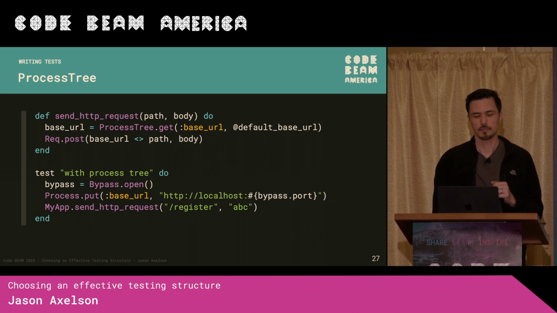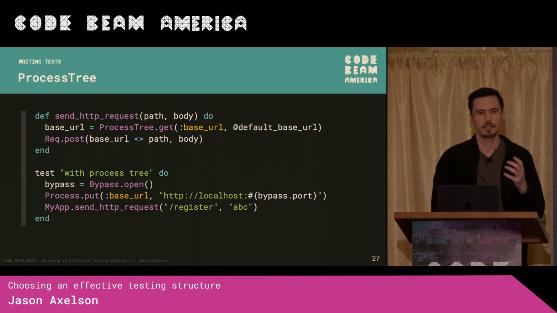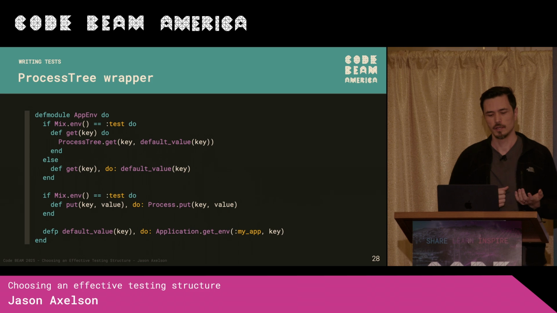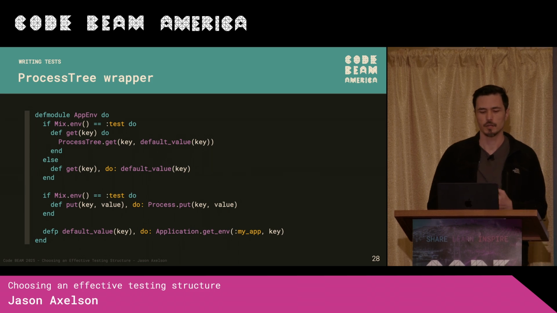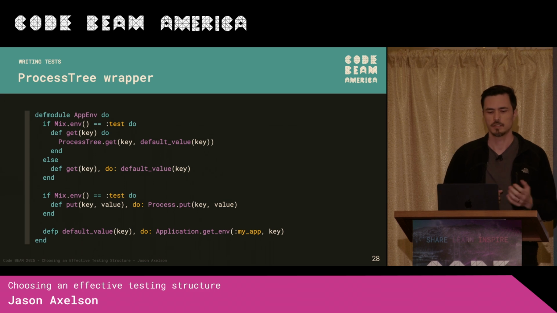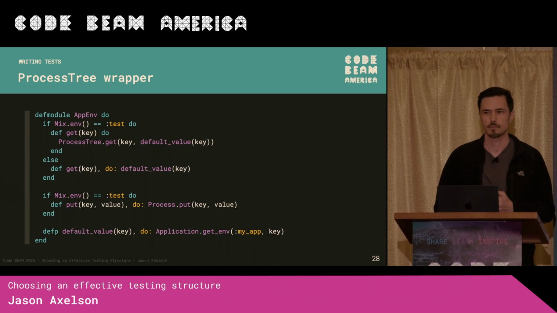And if seeing that process tree.get directly in your production code feels a little bit off, you can also create a little wrapper around it. Here's a simple one in 12 lines or so, where in the test environment it's wrapping it. Otherwise, in production, you're only getting the value directly from the application environment.